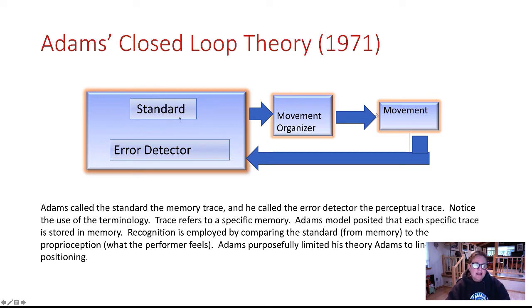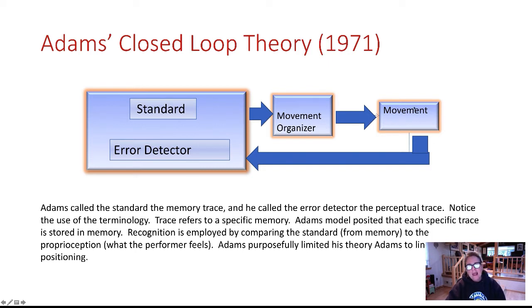Once you have a standard, that would basically be your motor plan. What do you intend to do? You send it out to what Adams called the movement organizer. That's where the motor program is organized. That represents the neuromuscular commands that are going to be sent from the brain to the musculature. And then based upon that arrangement, movement takes place.